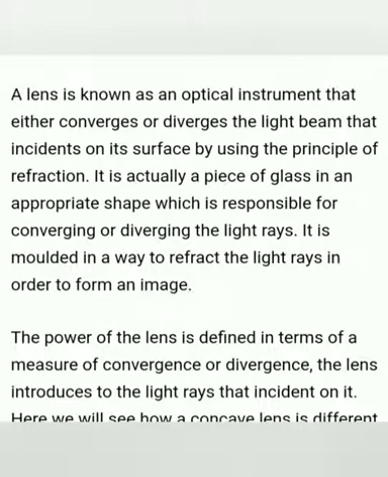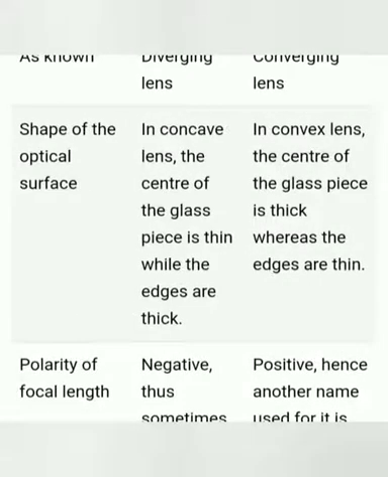Here we will see how a concave lens is different from a convex lens. Here is the comparison between the concave and convex lens. A concave lens is called a diverging lens, a convex lens is called a converging lens. In a concave lens, the center of the glass piece is thin while the edges are thick. In a convex lens, the center of the glass piece is thick whereas the edges are thin.